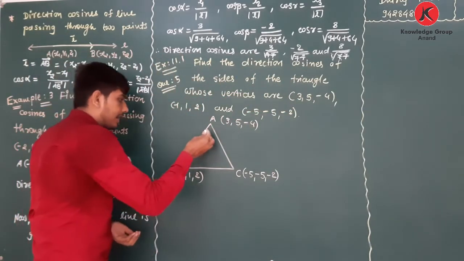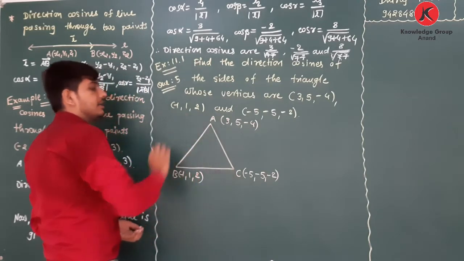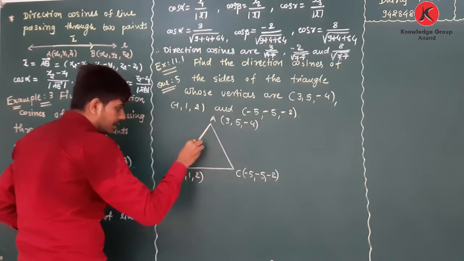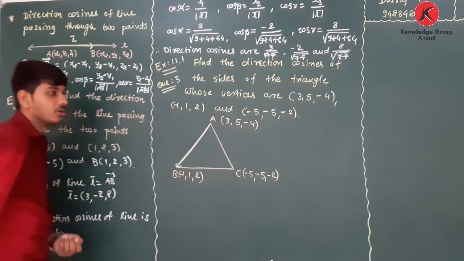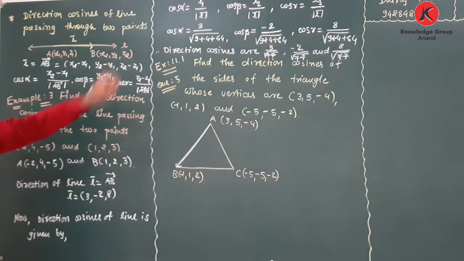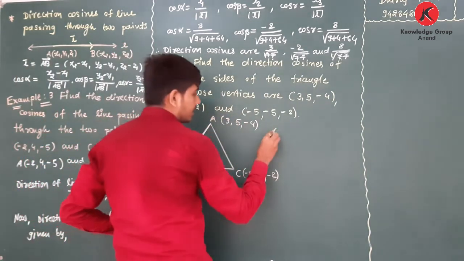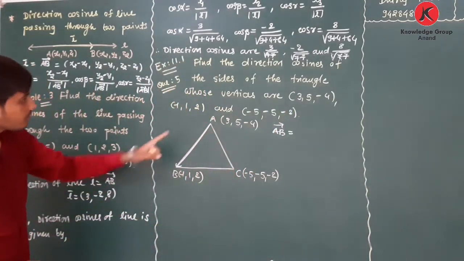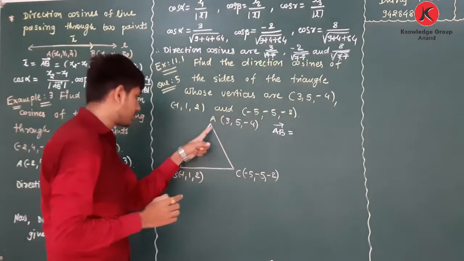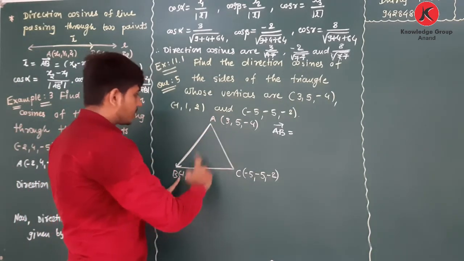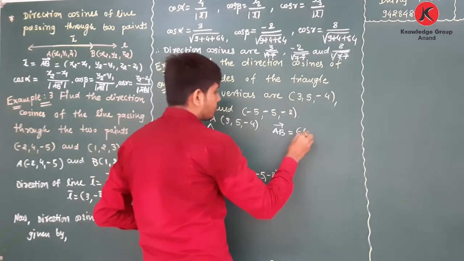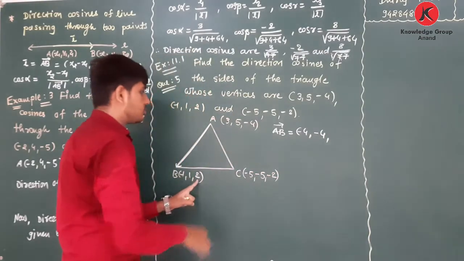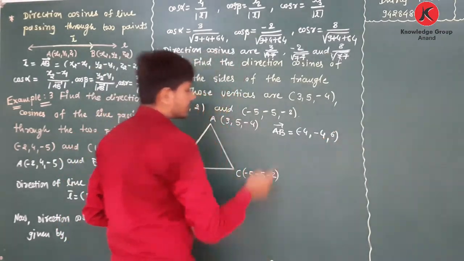So sides of triangle are AB, BC, and CA or AC. Okay, तो first of all हमको direction cosines निकालनी है vector AB की. So first of all we need the vector AB here. Find the vector AB first. What is vector AB? Vector AB is equals to, चलो B minus A, minus 1 minus 3, minus 4, 1 minus 5, minus 4, and 2 plus 2, 4. This is vector AB.